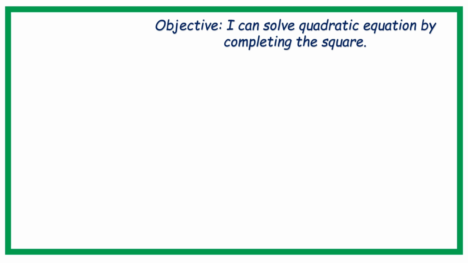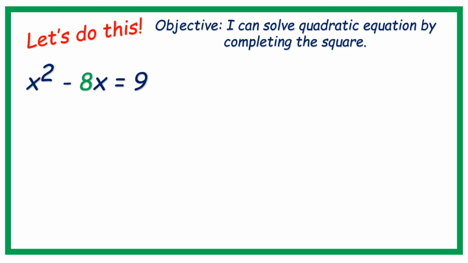Let's have another example. Again, our objective: I can solve quadratic equations by completing the square. Let's do this. So we have x squared minus 8x equals 9. Let's focus on the middle term, the second term, which is negative 8x. We're going to get negative 8. Just like what we did earlier, we are going to divide it by 2. Negative 8 divided by 2 equals negative 4.